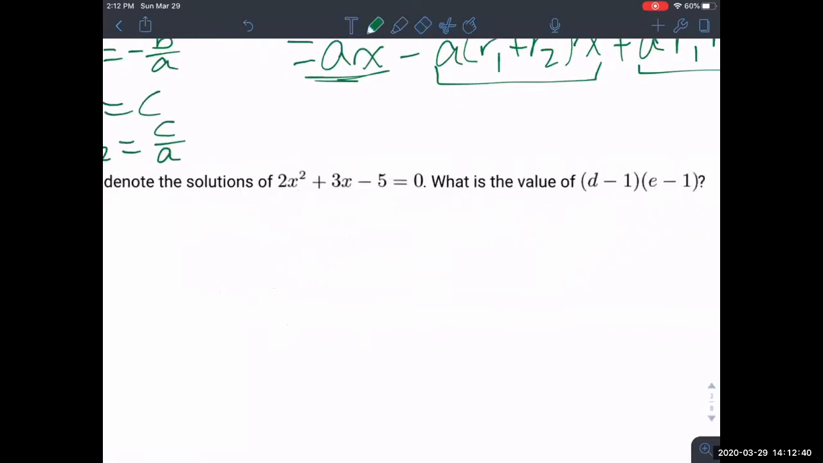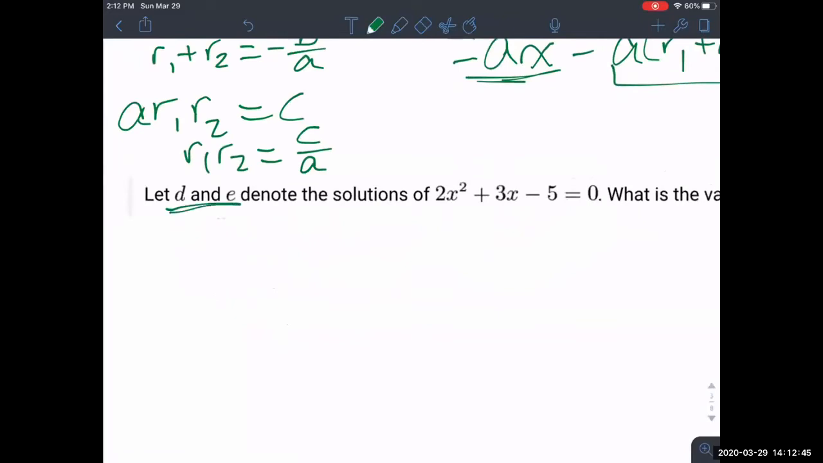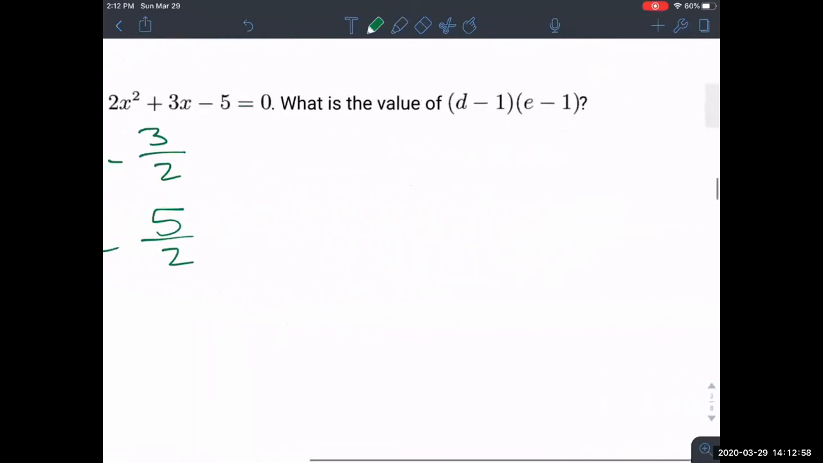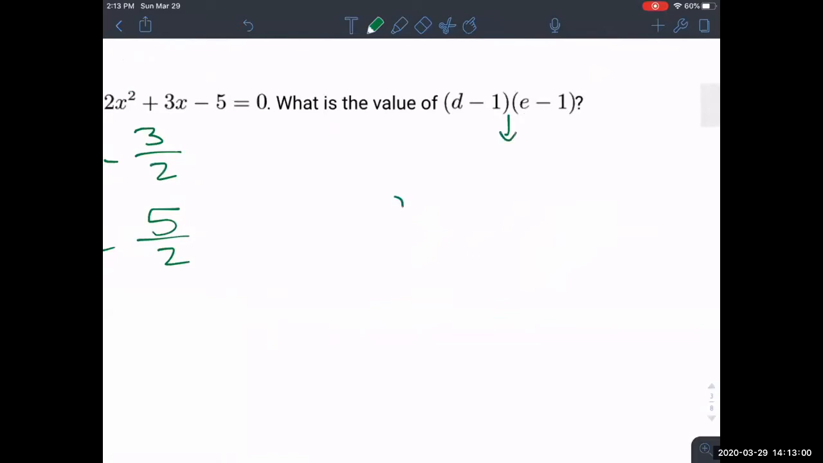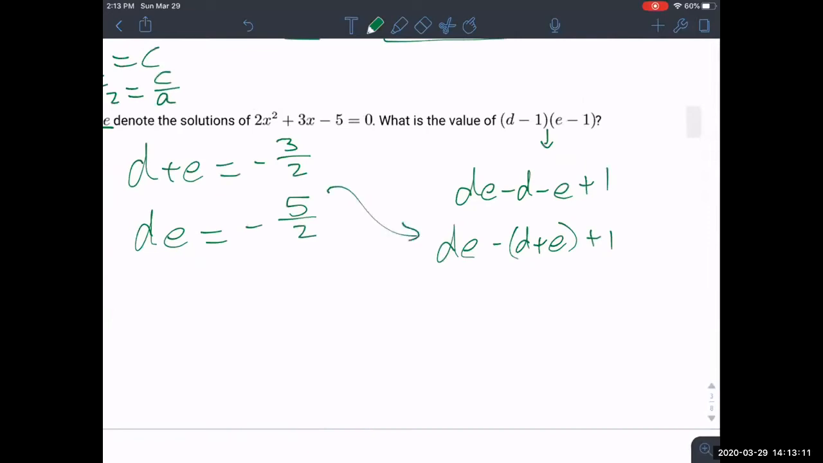But here we're talking about Vieta's. So let's first list out what we know, because we have d and e are the solutions, roots. d plus e, according to Vieta's, is equal to -3/2. And d times e, according to Vieta's, is -5/2. So we can take this and expand it: de minus d minus e plus 1, and then you can go ahead and substitute these in. So you have -5/2 plus 3/2 plus 1, which is equal to 0.